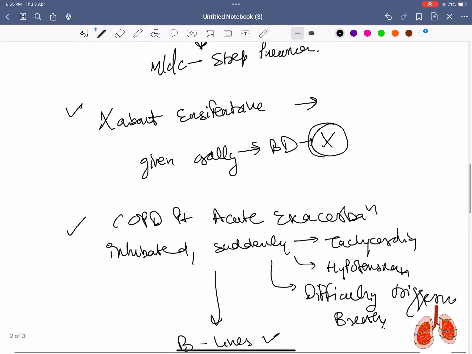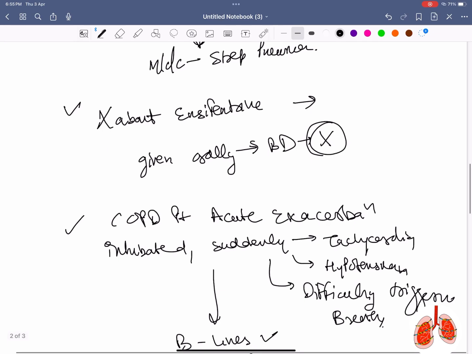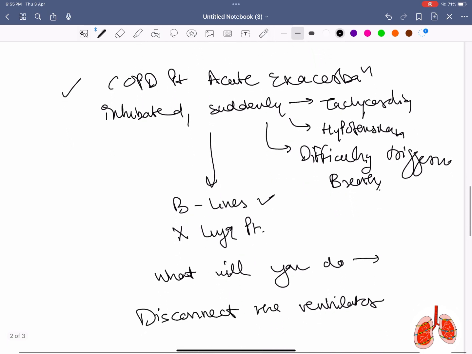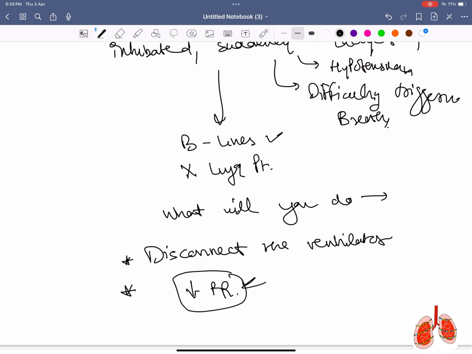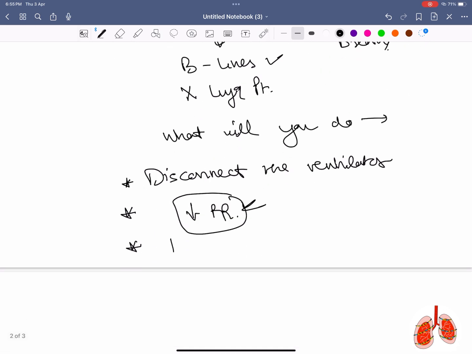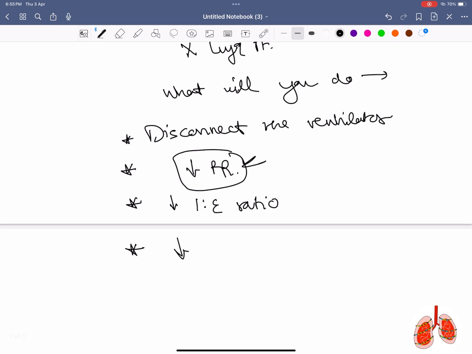COPD patient presenting in acute exacerbation, intubated, suddenly developing tachycardia, hypotension, difficulty triggering breaths. On bedside ultrasound examination, B lines were present, lung point was absent. So what will you do? The correct answer will be disconnect the ventilator as the patient is developing auto-PEEP. Other correct options would have been decreased respiratory rate, decreased IE ratio, and decreased tidal volume.